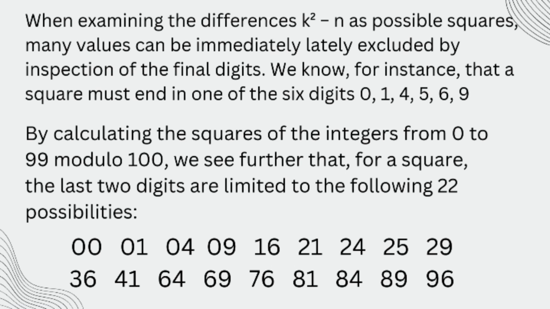So, malalaman daw po natin na perfect square po ang large numbers kapag nag-e-end ito sa 0, 1, 4, 5, 6, and 9. And pagdating naman sa pag-calculate ng integers from 0 to 99, modulo 100, malalaman lang natin na perfect square ang large numbers kapag ang last 2 digits ay nag-e-end sa nakikita nyong 22 possibilities.